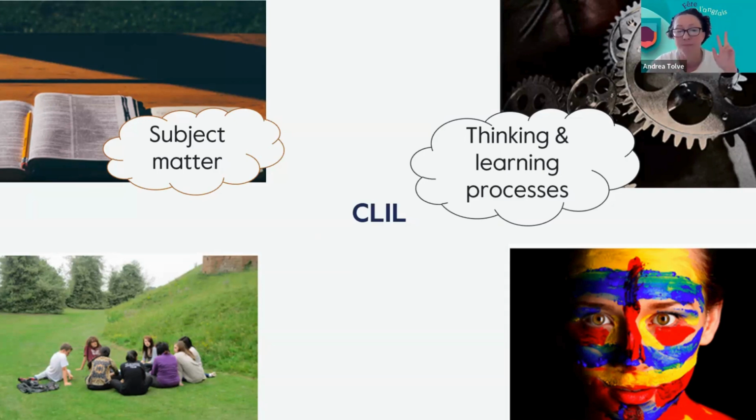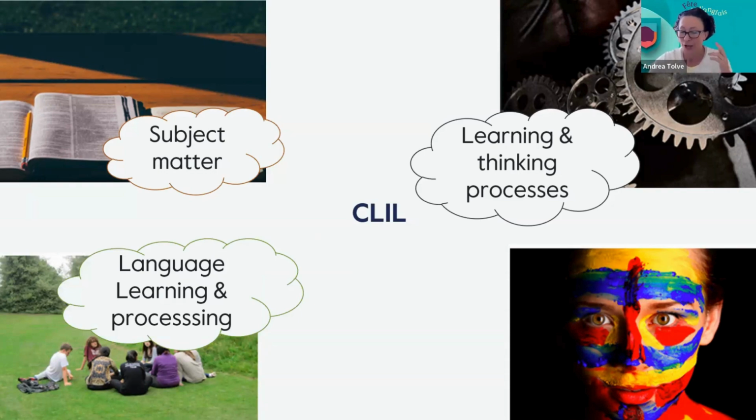The third C was communication. So what does this focus on? Language learning and language use. In a CLIL lesson, the learners need the language to access the content. They need the language to be able to express their ideas, to ask questions, to interact with each other in class, and to plan for language learning as well, and that happens alongside learning the subject.